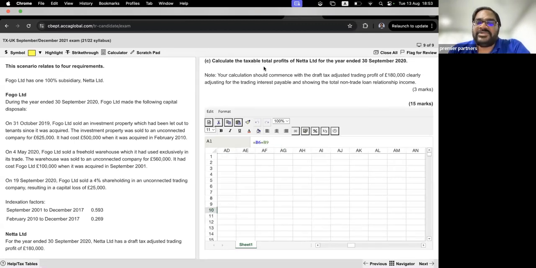Calculate the taxable total profits of Netta Limited for the year ended 30th September. Note, your calculation should commence with the draft tax adjusted trading profit of £180,000, clearly adjusting for the trading interest payable and showing the non-trade loan relationship income. 3 marks are given. So again, 5 minutes you can spend. Would you guys give a try for this one as well? Great. So 5 minutes, give it a try.